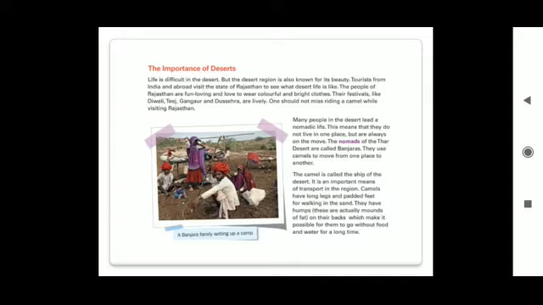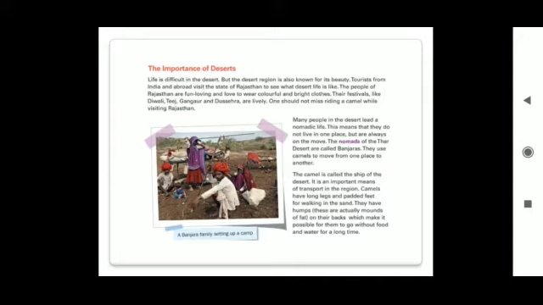Their festivals like Diwali, Teej, Gangaur, and Dussehra are lively. Lively means they celebrate with great enthusiasm. One should not miss riding a camel while visiting Rajasthan. If at all you get a chance to visit Rajasthan, please do not miss the camel ride.